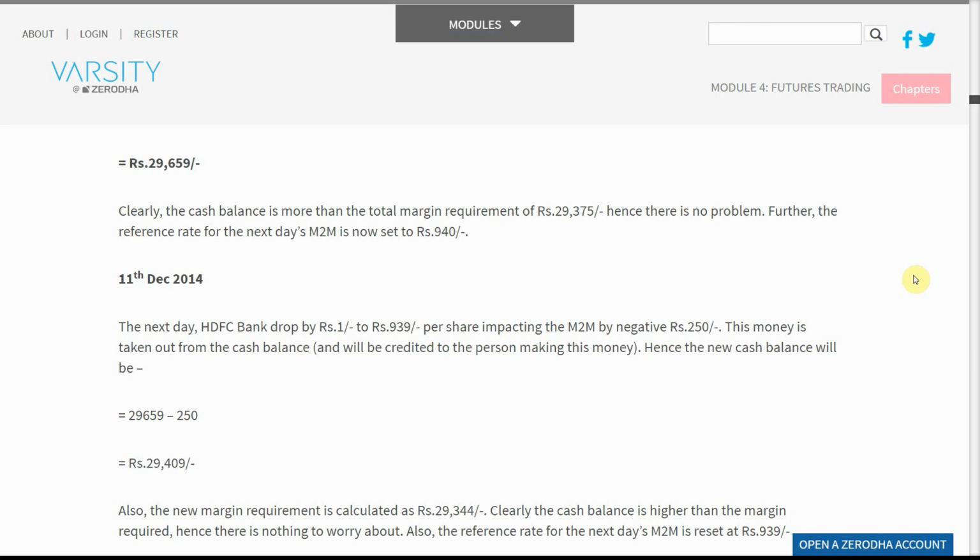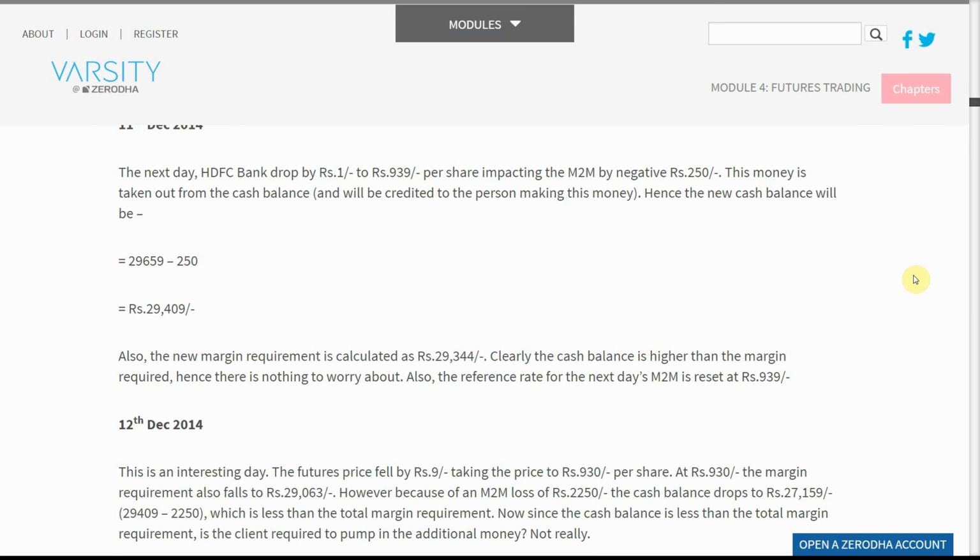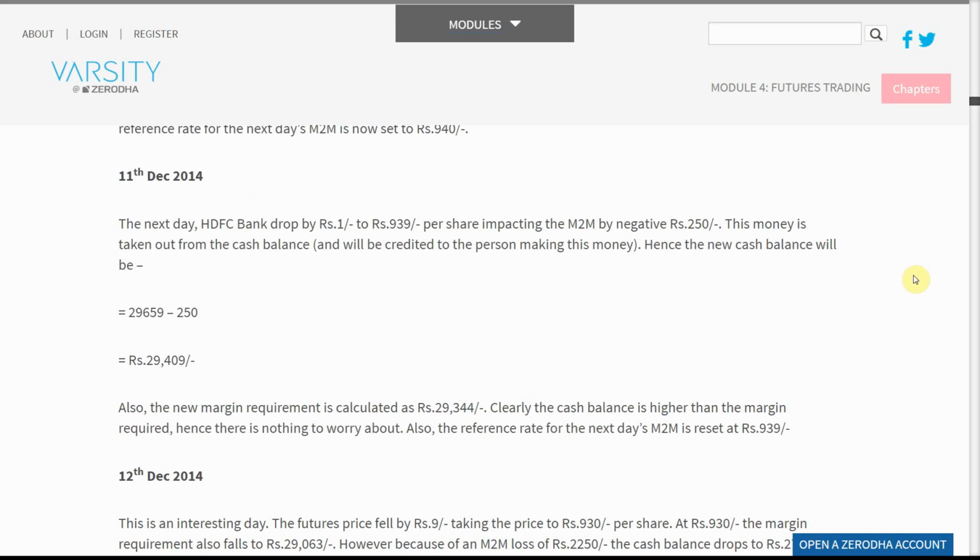The 11th of December 2014. The next day, HDFC Bank dropped by 1 rupee per to 939 rupees per share, impacting the M2M by negative 250 rupees per. This money is taken out from the cash balance and will be credited to the person making this money. Hence the new cash balance will equal 29,659 minus 250 equals 29,409 rupees per.